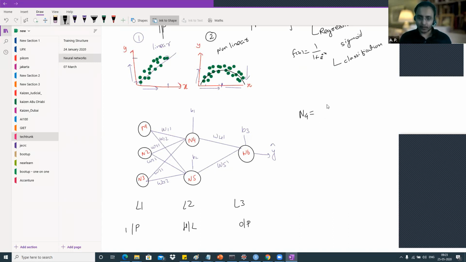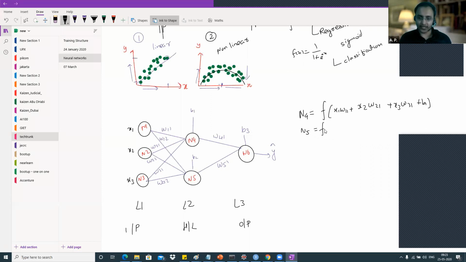That's correct. So N4 can be thought of as f of, let's say that N1 is represented by the X1 feature, X2 feature, and X3 feature. So you can think of this as X1 W11 plus X2 W21 plus X3 W31 plus the bias B1. That is the output of N4.